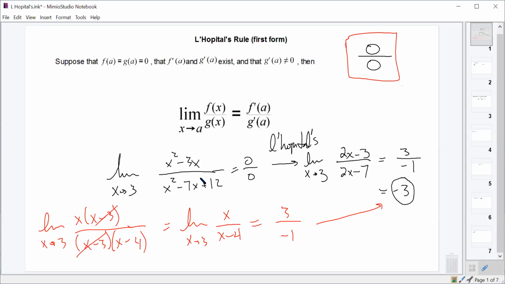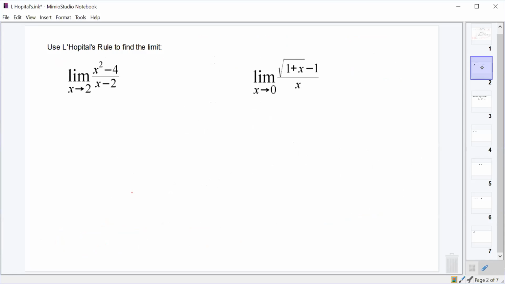Don't try to take the derivative. Don't just look at it and say, oh, it's a rational function, I should be able to use L'Hopital's rule. Plug in the number, make sure you get 0 over 0. Then you can use it. Good or no? Good. All right. Let's do a couple more.